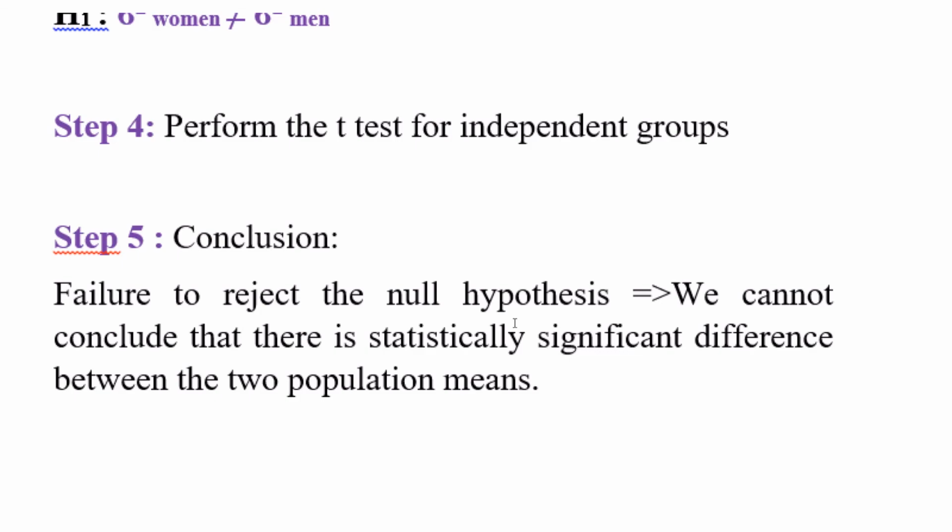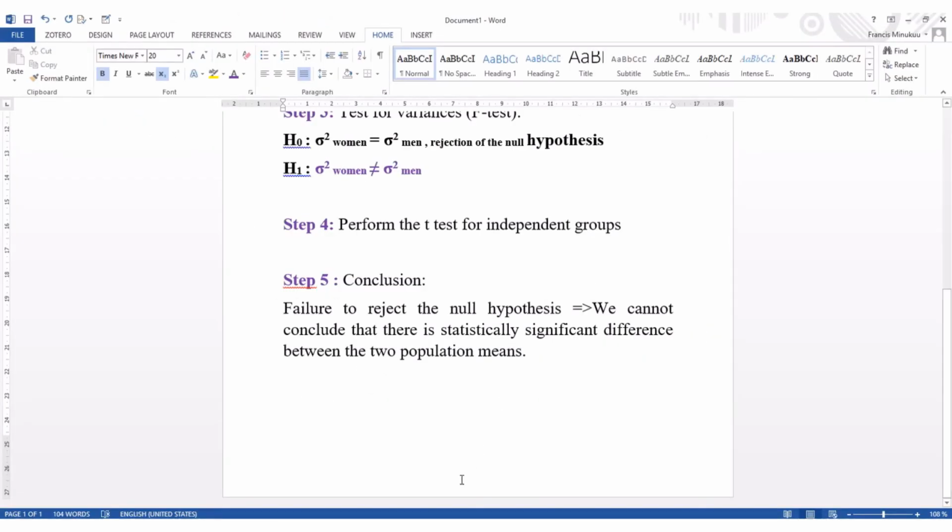Why can't we conclude? Maybe our sample sizes were not large enough to prove this difference, so it might be due to lack of test power. And this comes to the end of our tutorial on t-test for independent groups.